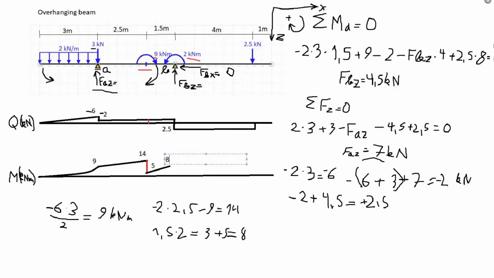And now we also have this moment on the beam, the 2 kilonewton meter moment, so the moment diagram will jump up, because this is a counterclockwise moment. It will give us a negative moment, and 8 plus 2 will jump up to 10 kilonewton meters.